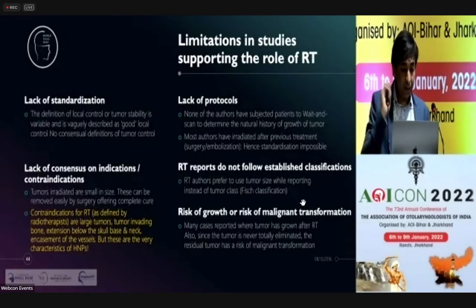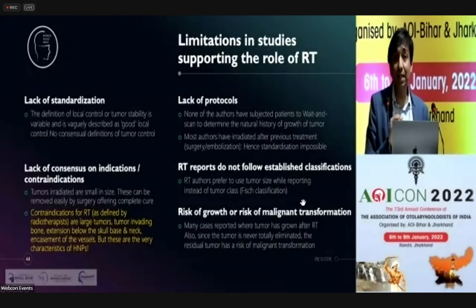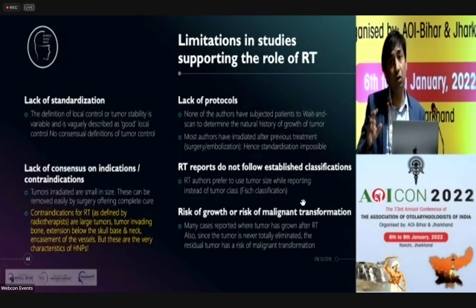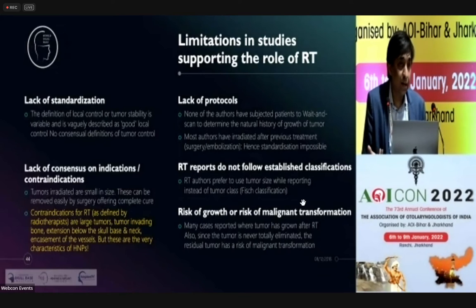But very importantly, the contraindications for radiotherapy as defined by radiotherapists were large tumors, tumors involving bone, extensions below the skull base and neck, encasement of the vessels. But then again, these are the key characteristics of paragangliomas. So when we have a group of radiotherapists saying these bigger tumors should not be radiated, they don't give good results, then what do we need radiotherapy for? The smaller tumors can be removed very easily.